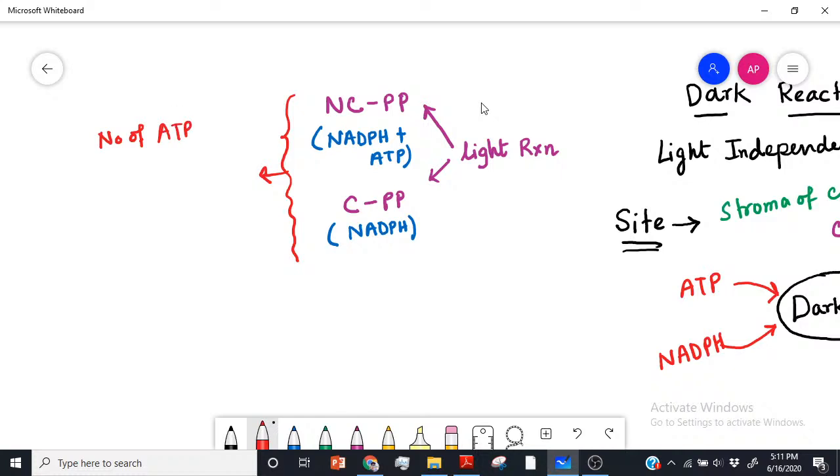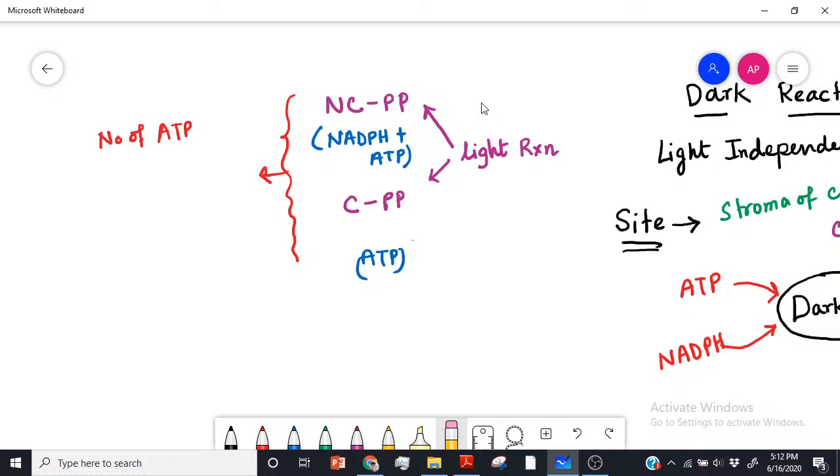Non-cyclic. In non-cyclic photophosphorylation NADPH is produced and ATP is produced, and in cyclic photophosphorylation we have only ATP produced, right? So basically over here I made a mistake. This is not the correct thing. Over here only we will have ATP produced, right? So over there we should have ATP only. Nice.